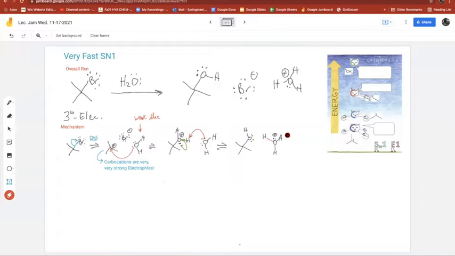Okay, now this last step here, this is an acid-base reaction. This is the thing we spent a lot of time on. Is this product favored or reactant favored, would you think?